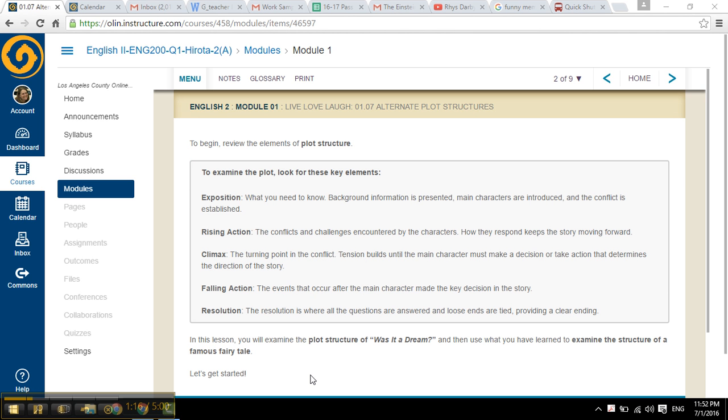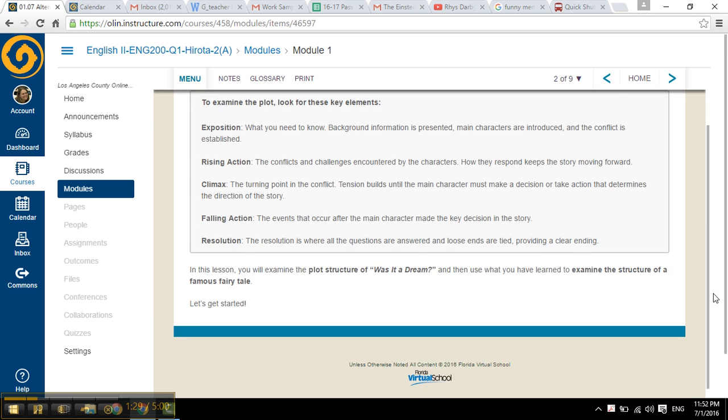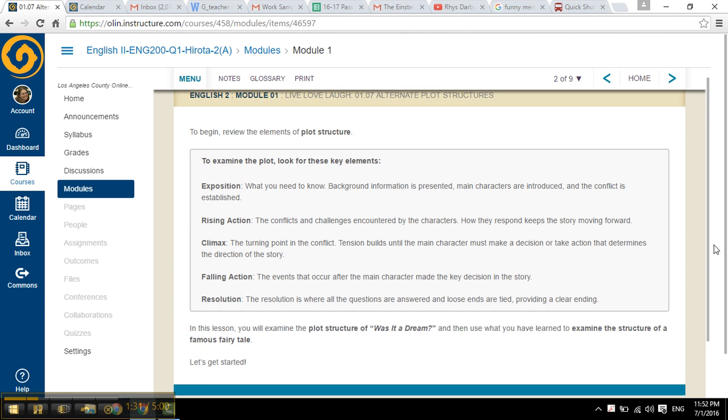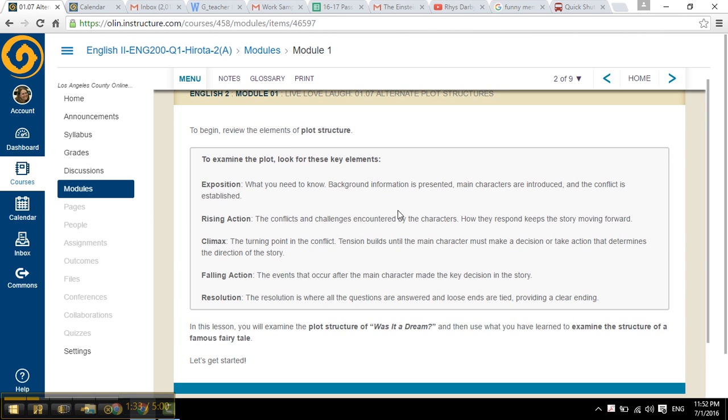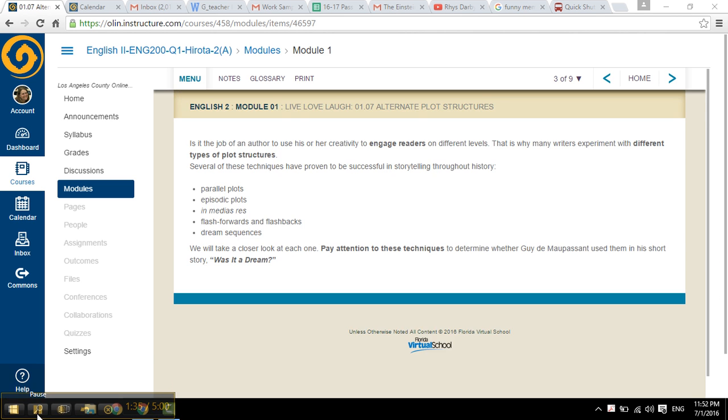Okay, so this page, page 2, begins with reviewing the plot structure elements. So we already looked at that in the last unit: the exposition, rising action, climax, falling action, and resolution. And you read a story called Was It a Dream, where you used all of those. So make sure you read through this whole page to remind you, and then you'll move on to page 3.